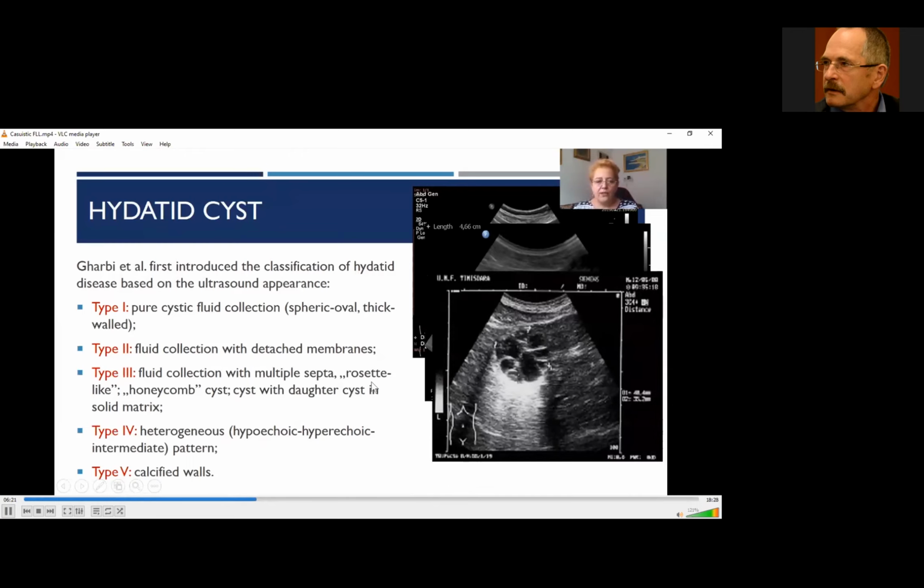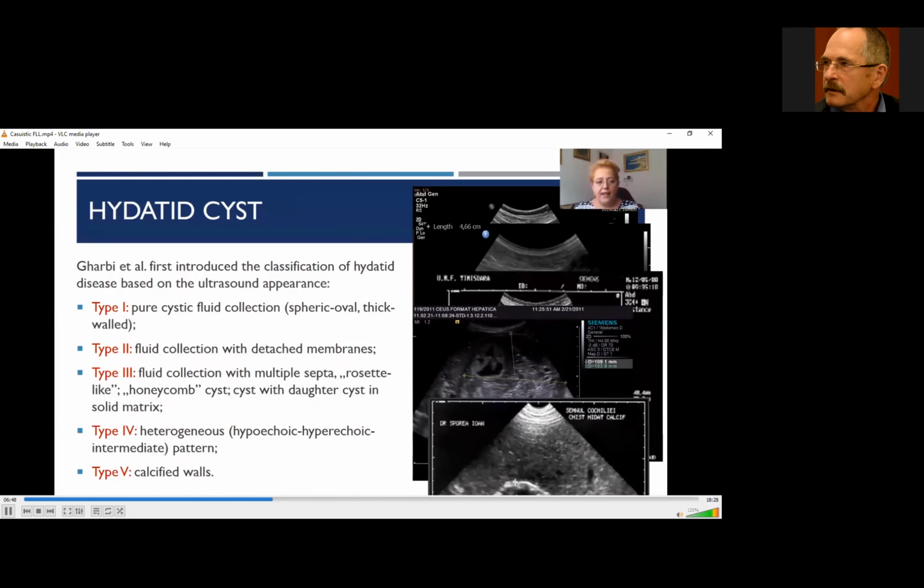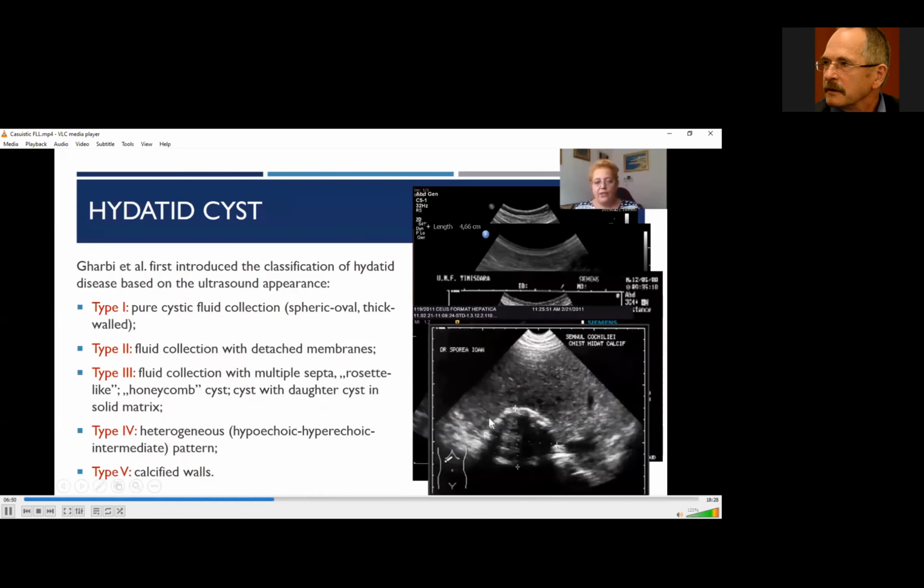It's a cyst with daughter cysts in a solid matrix. It corresponds to a mature cyst. Type 4 has a heterogeneous appearance. There are hypoechoic and hyperechoic areas, and this is the most difficult to differentiate from a tumor. A contrast imaging method is needed. And type 5, in which the walls of the cyst are calcified, which corresponds to an old cyst, a dead cyst.